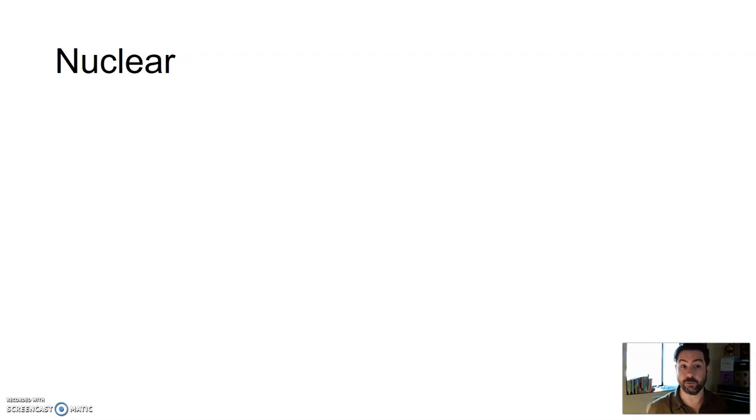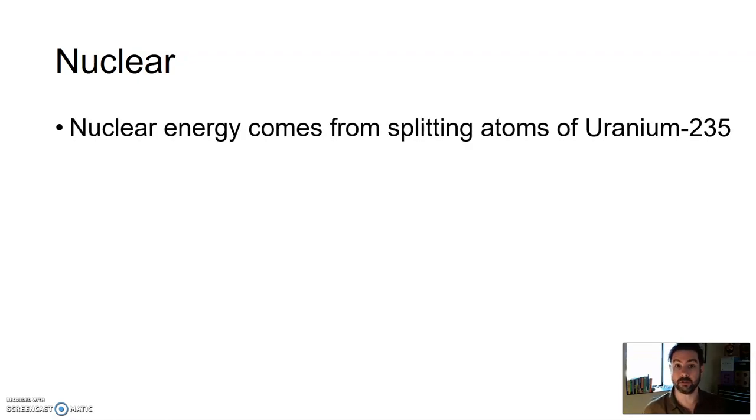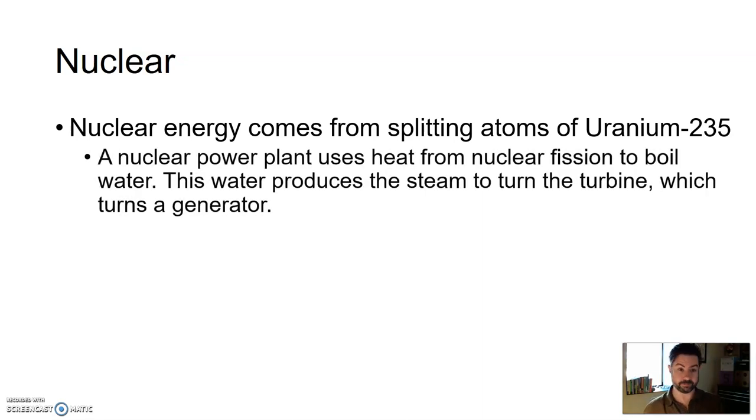Well, let's first focus on nuclear. It's not "nucular," there's not two U's. It's nuclear. One of my little things about nuclear energy. So nuclear energy comes from the splitting of atoms of uranium-235. That's a type of uranium. There's different types of uranium, with the number referring to the atomic weight. There are different isotopes of uranium. That just happens to be one of them.